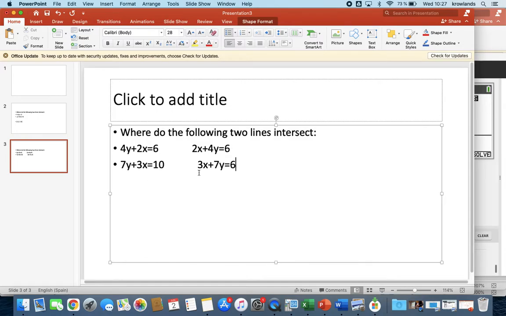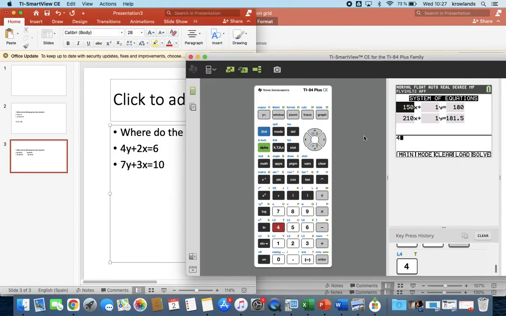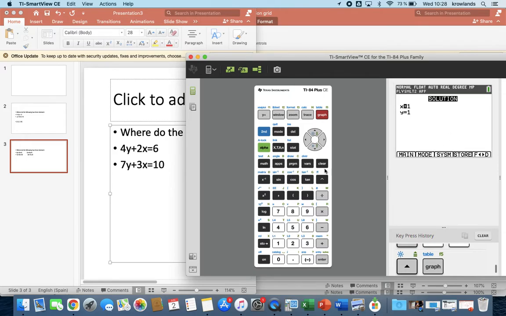So if we move the screen over slightly, we are going to get the following. The first one's going to be 2, 4, 6. So for x, we're going to put in 2. Y, we're going to put in 4. And the right hand side number we're going to put in 6. Then for the second one we're going to put in 3, 7, 10. Then we're going to press graph. Then there's our solution, 1 and 1, particularly boring.